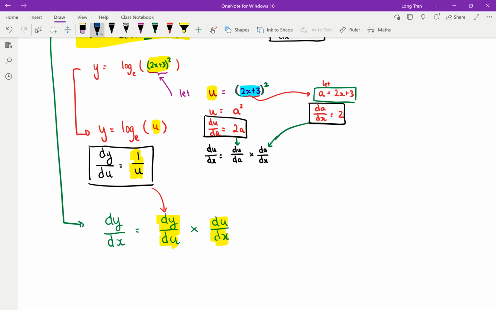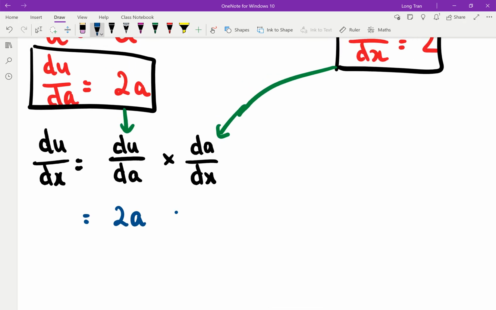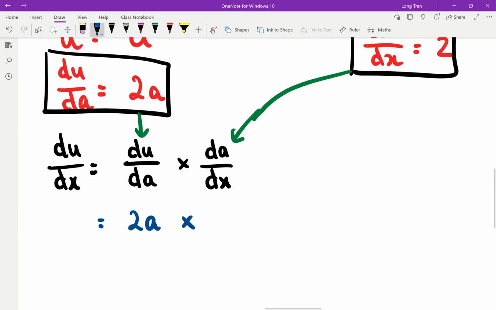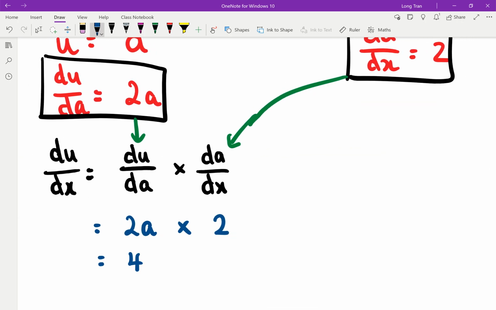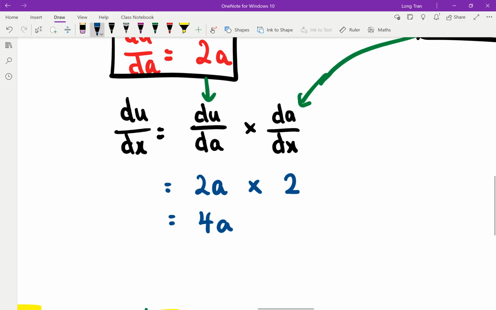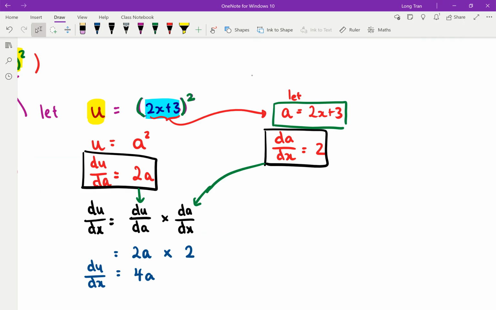Okay, so here, if we fill it in, this is delta u delta a, which we know is 2a, multiplied by delta a delta x, which we found out was 2. And so the answer is 4a. But remember, we're trying to find delta u delta x, meaning the variable that you should be working with is x. It shouldn't have any a's in there. So going back, zoom out, what was a equal to? Well, a was equal to 2x plus 3.